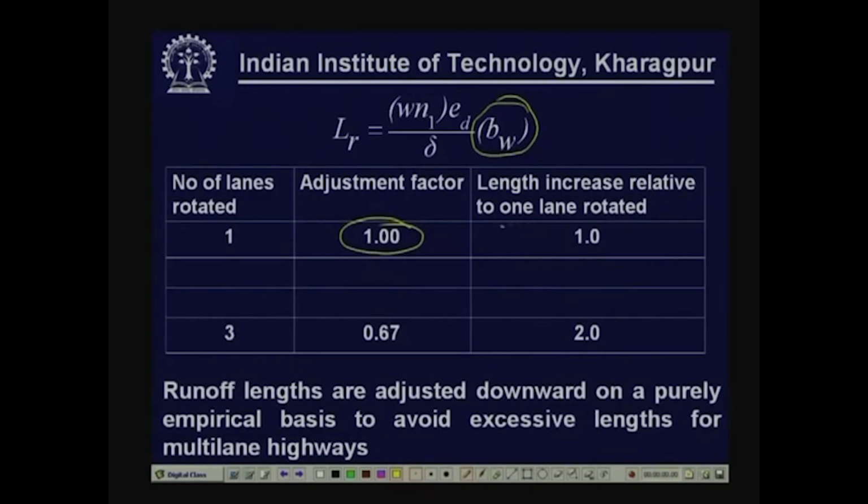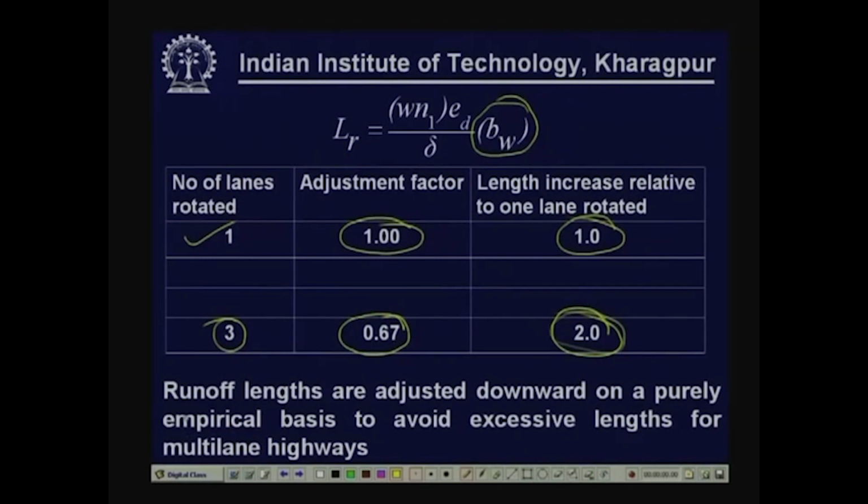So, length increase relative to 1 lane rotated is also 1, there is no change. But as the number of lanes rotated is increasing, say for 3, this Bw factor is suggested as 0.67. So, actual length increase relative to 1 lane rotated becomes 2. That means, for 3 lanes rotated, the length is not 3 times as compared to the first case here, but it is basically 2 times.